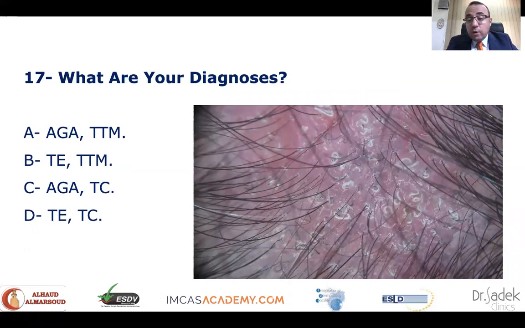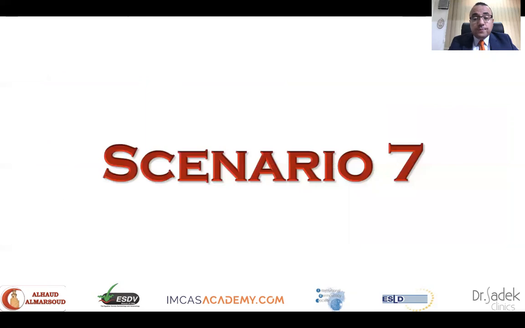How do we know? We know from the appearance of the corkscrew hairs for sure that there is zoophilic tinea capitis because of this severe inflammation and the scales surrounding the corkscrew hairs. And based on the appearance of many single hair follicular units and the variation in the hair shaft thickness, it's a case of androgenetic alopecia with tinea capitis.